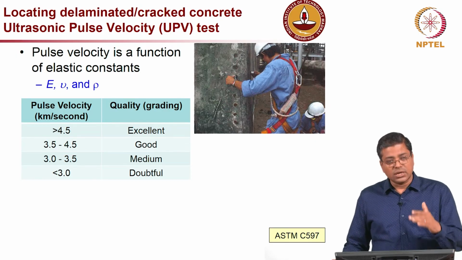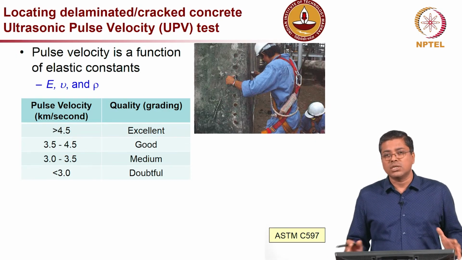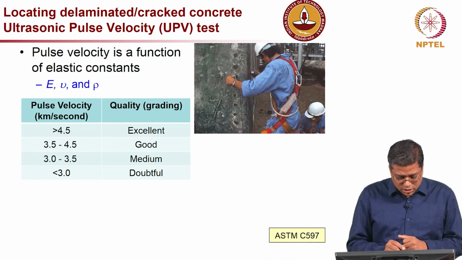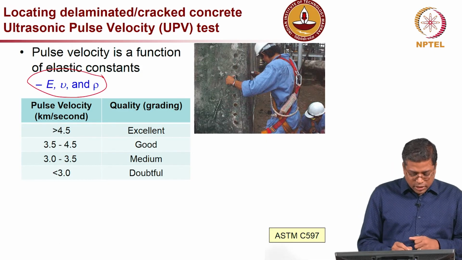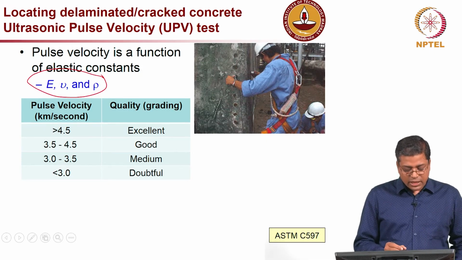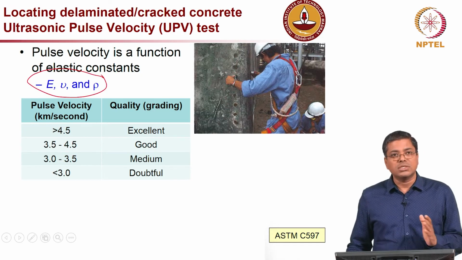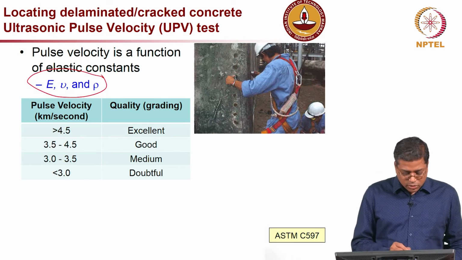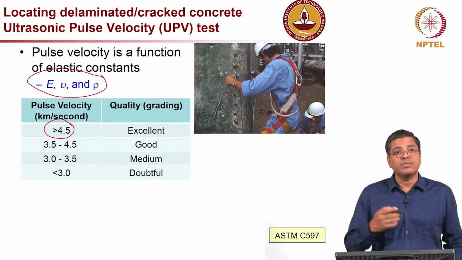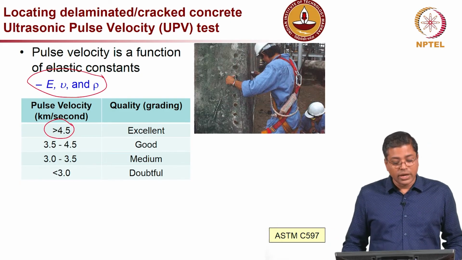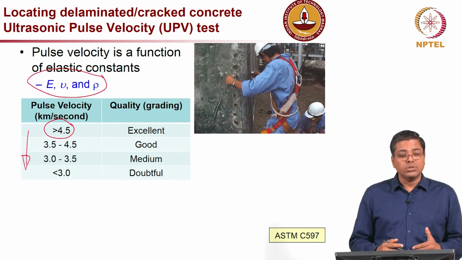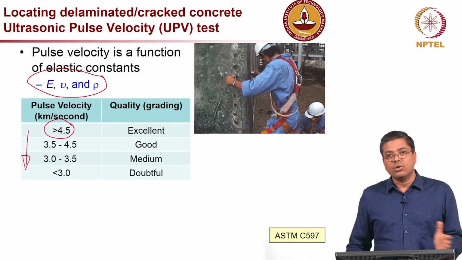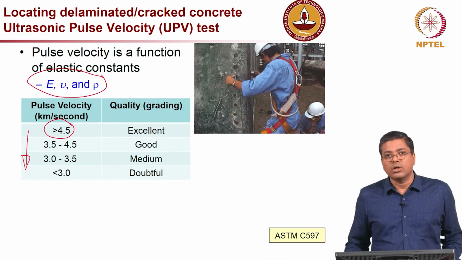So before assessing, definitely this pulse velocity is a function of elastic constants of the material through which it passes. And then how do we assess? If the pulse velocity, or the velocity by which the wave is passing through, is greater than 4.5, generally we can say it is very good or excellent, and as the speed of the wave reduces, you tend to say that the concrete is not of that good quality.